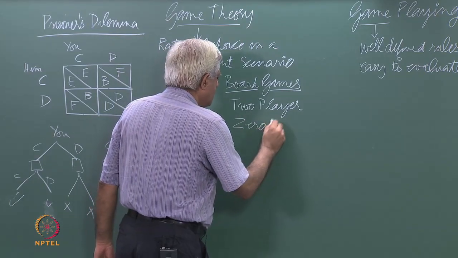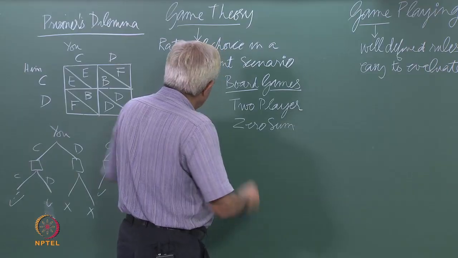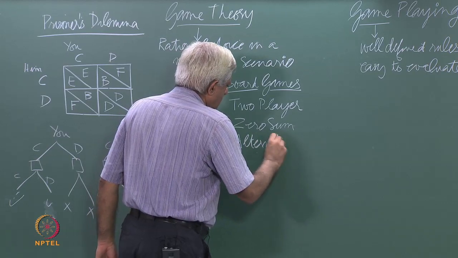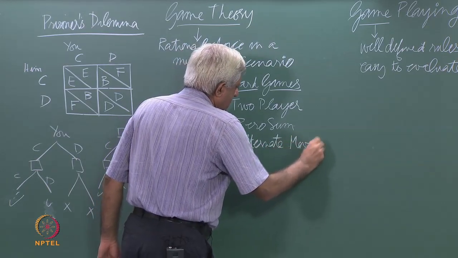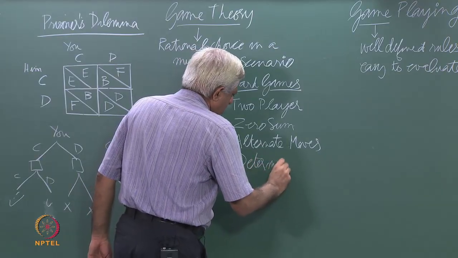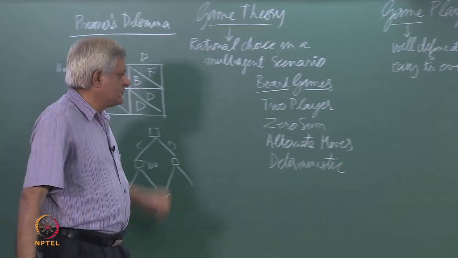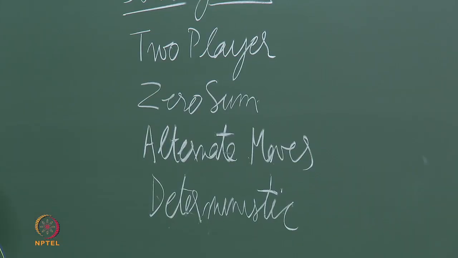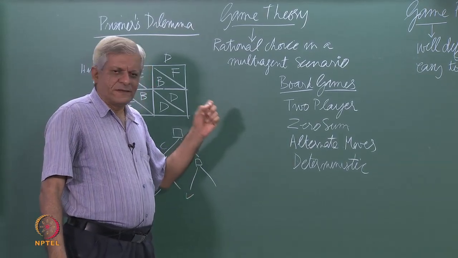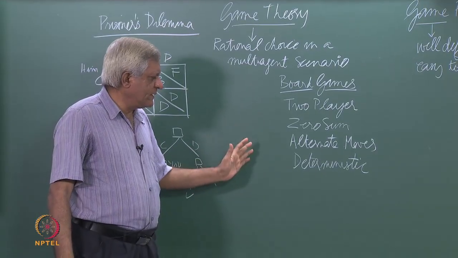Zero sum. So, we will be interested in games which satisfy this property: two players, zero sum, alternate moves, deterministic games.